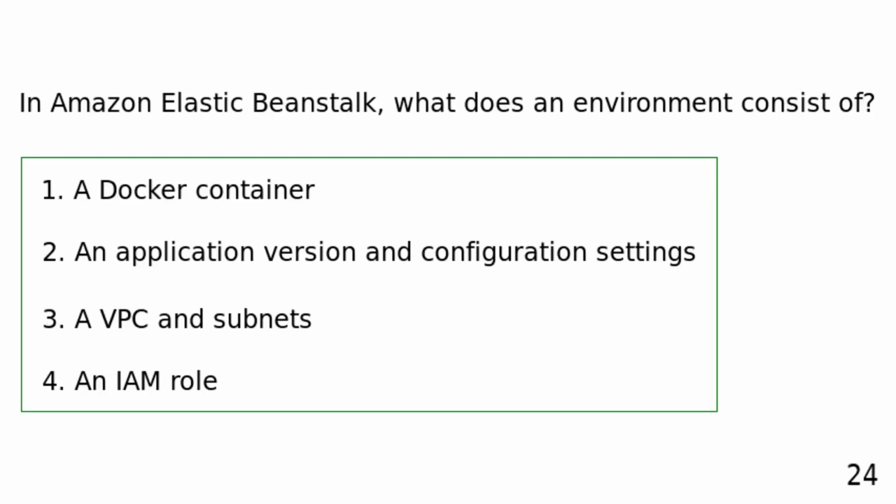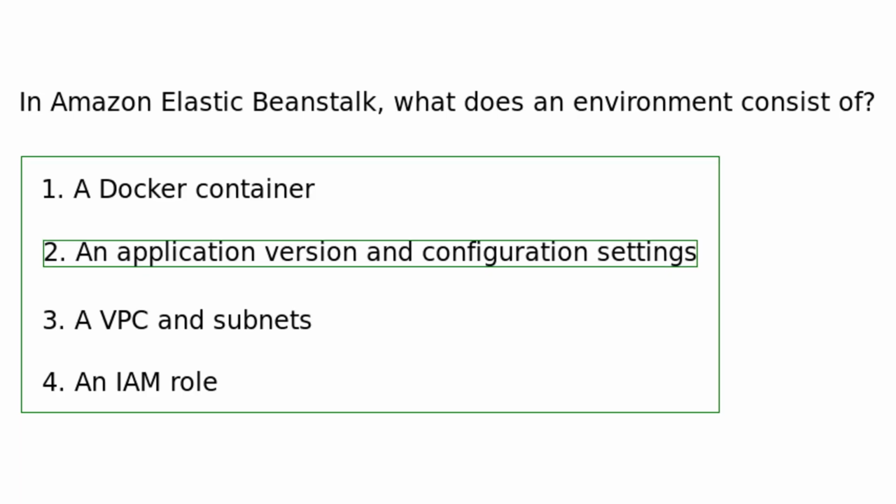In Amazon Elastic Beanstalk, what does an environment consist of? A Docker container, an application version and configuration settings, a VPC and subnets, an IAM role. An environment in Elastic Beanstalk consists of an application version and configuration settings.